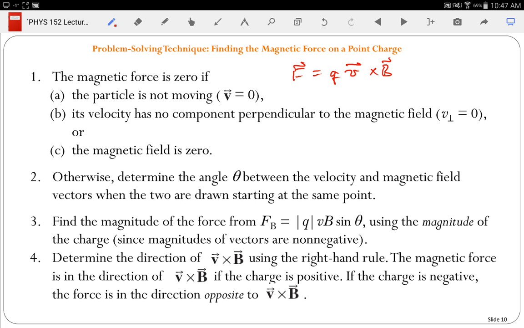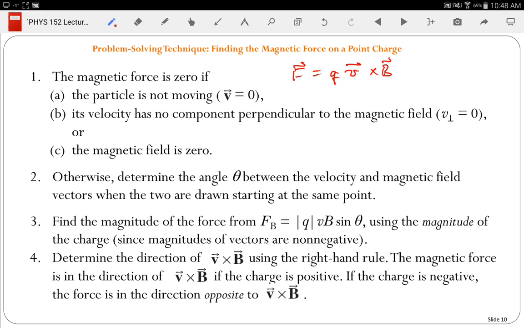Part C, if the magnetic field is 0, once again, you're going to have no force. Pretty clear, no magnetic field, no magnetic force. And then the middle one, if the velocity is parallel to the magnetic field, so there's no perpendicular components, you have no force. So if I have an electron traveling parallel to the magnetic field, there's no force on it. It travels free of force. So those are 3 things to look for just because they're quick.